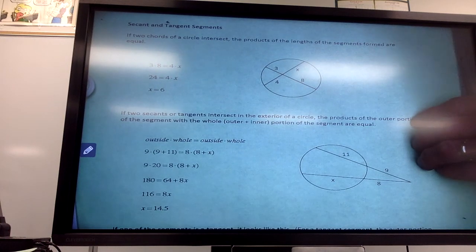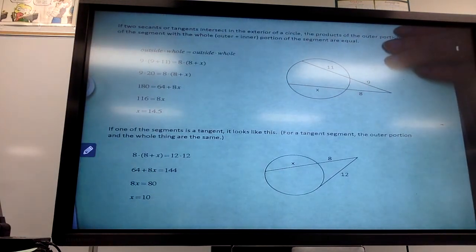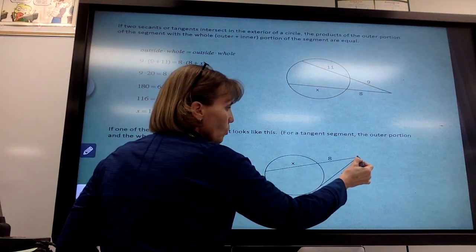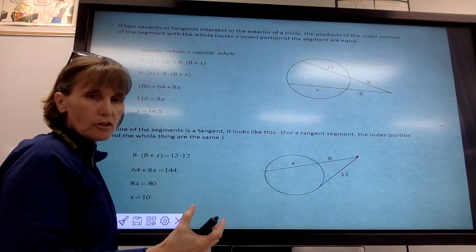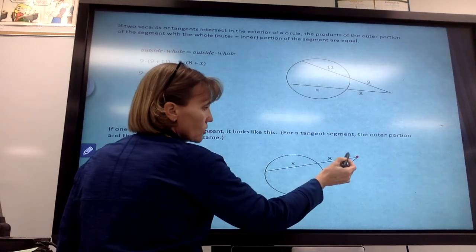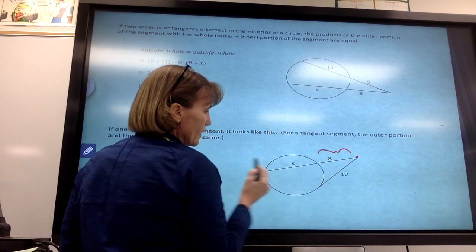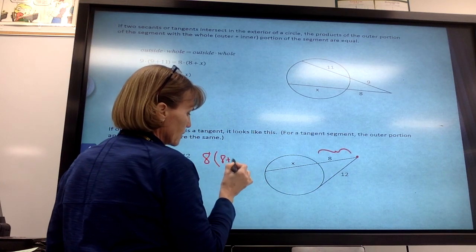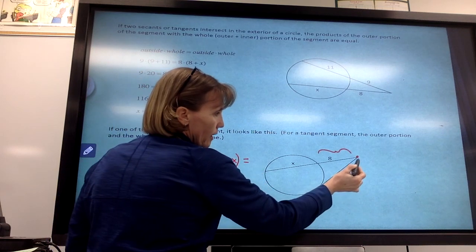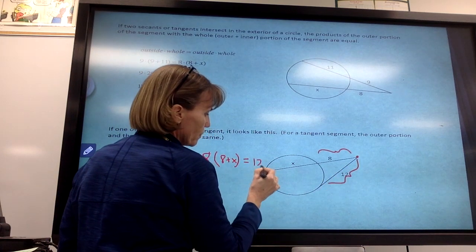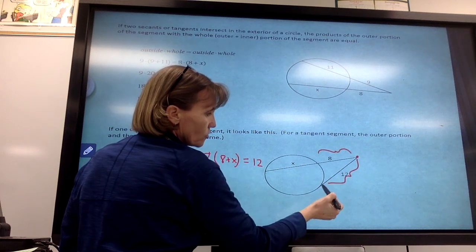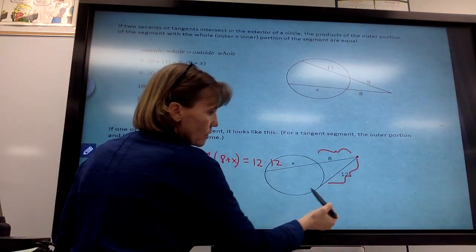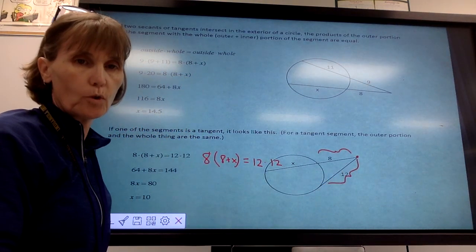And then lastly, maybe a little bit different drawing than the one you saw up here, but the same scenario because the intersection piece is outside, way out here, so I'm going to follow that outside times the whole formula. The outside of this is 8, and I'm going to take that times the whole thing. So again, that's 8 plus x, and it's going to equal, the outside portion is 12, but the whole thing, there's nothing to add. It's just 12 times 12. So in that situation where you have a tangent, the outside portion is the same as the whole itself.